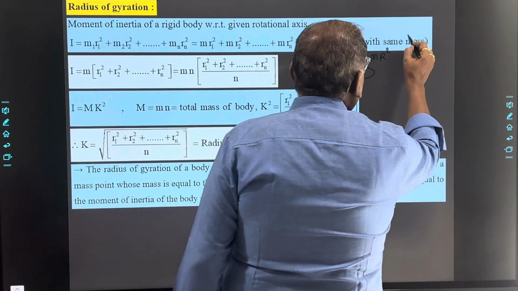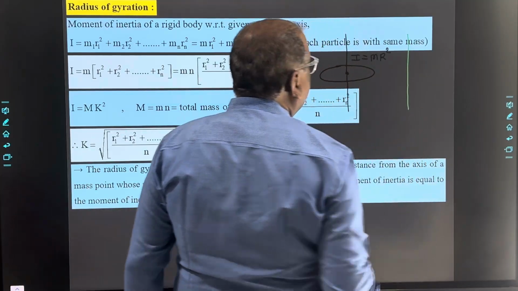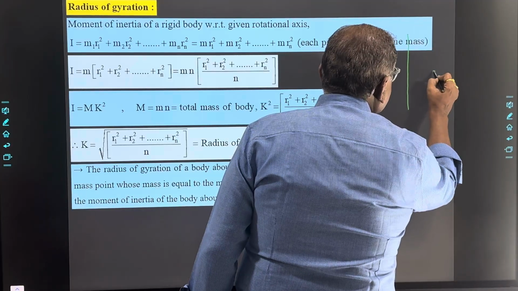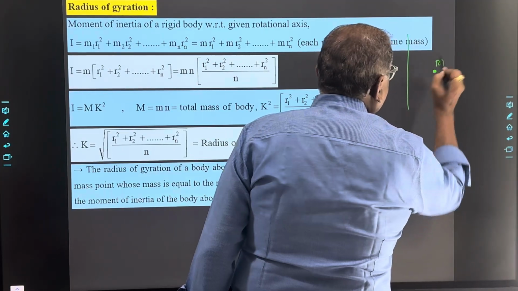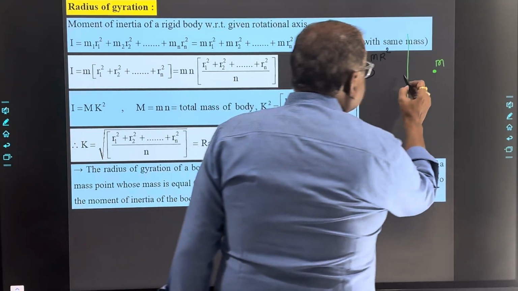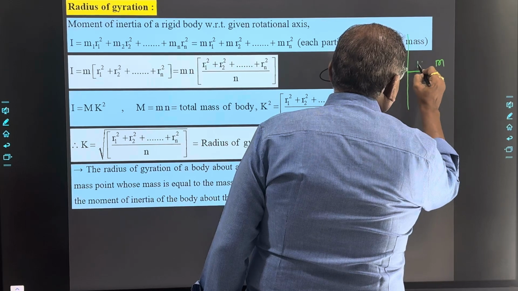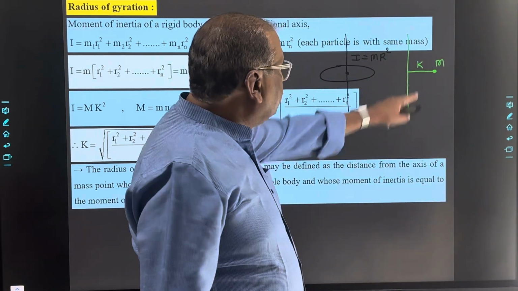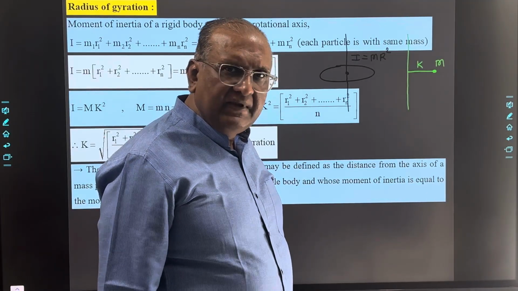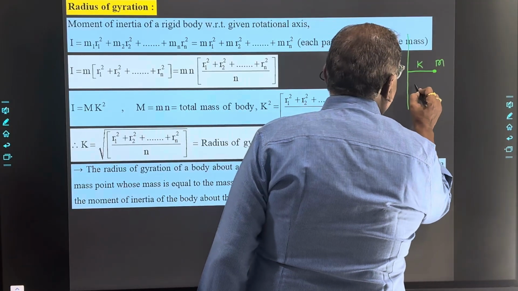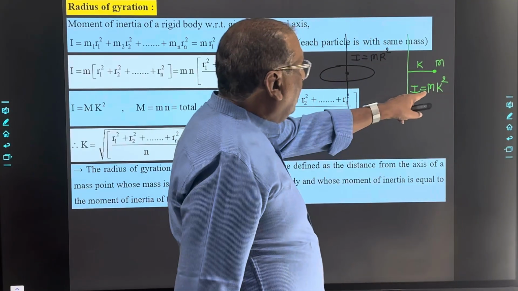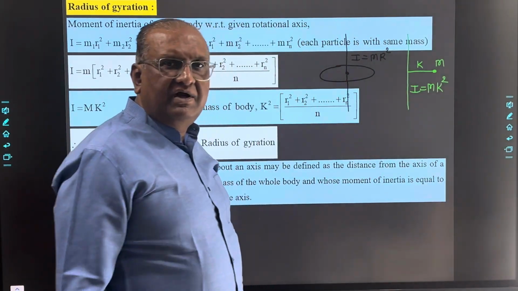Now suppose we consider the same rotational axis, and the ring is replaced by a point-like mass. This mass is m. Now suppose the distance of this point mass from the rotational axis is k. Then in this particular case the moment of inertia I is equal to m k square, mass into the square of the perpendicular distance.